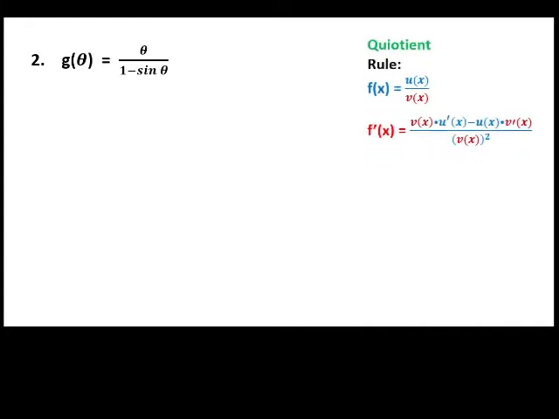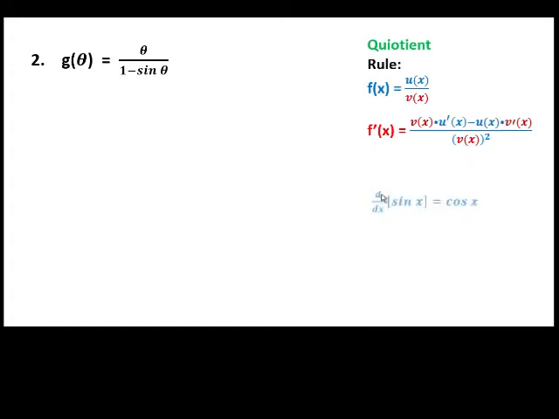Next, find the derivative of g of theta equals theta over 1 minus sine theta. So this is a quotient. We will use the quotient rule. The derivative of a quotient is the denominator times the derivative of the numerator minus the numerator times the derivative of the denominator, all over the square of the denominator.